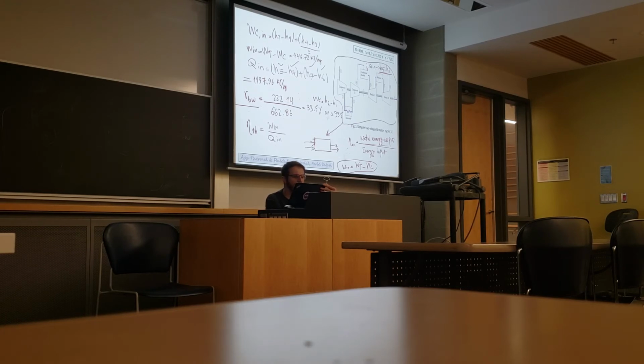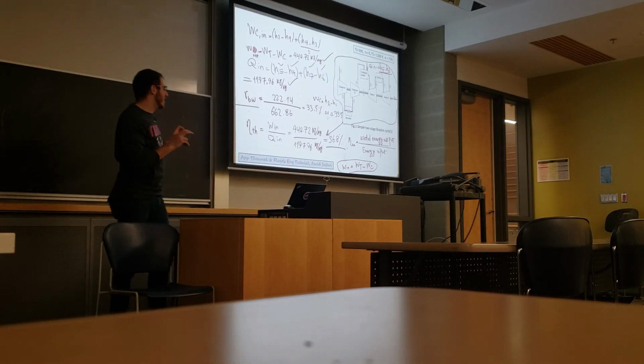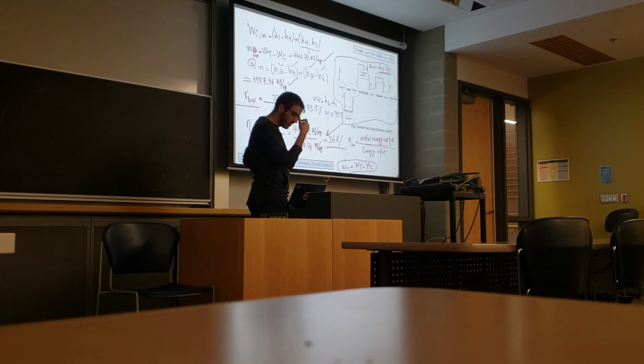So we have W net and we have Qn. Which is 440.72 over 1197.96, which is 36 point something? Yeah, 36.8%. So usually in a 2-stage Brayton cycle, we have an efficiency of between 30 and 40%.